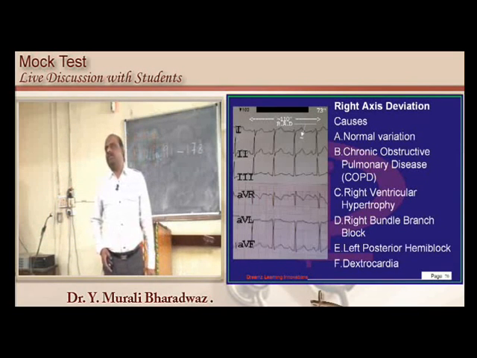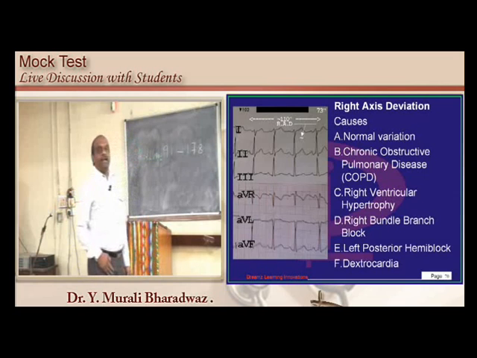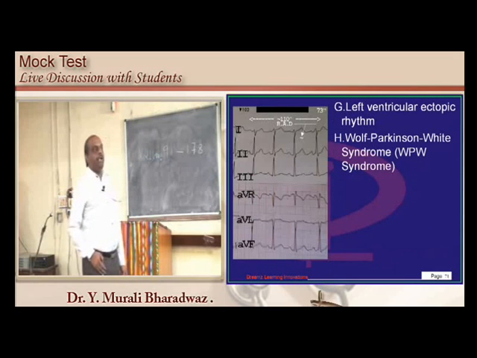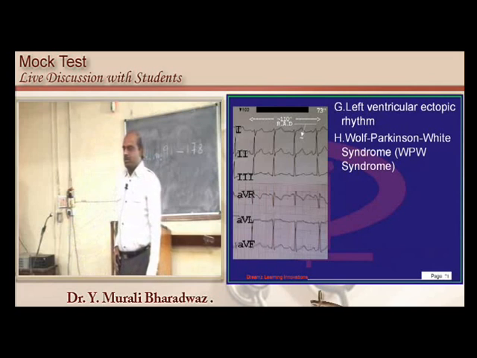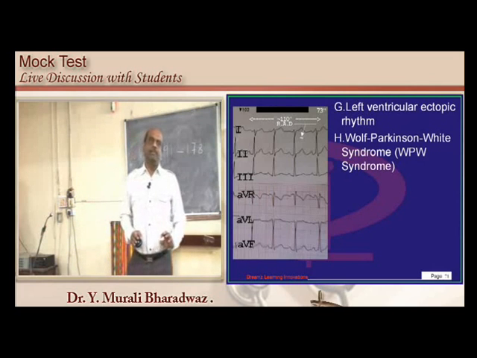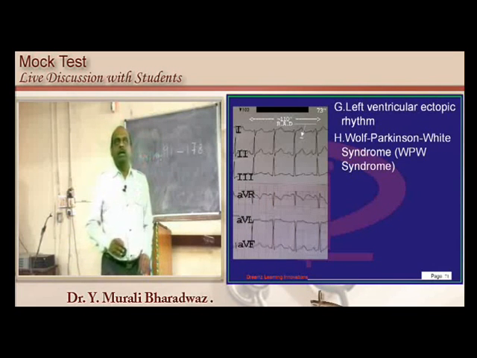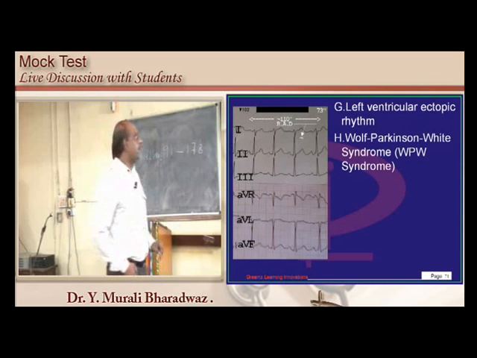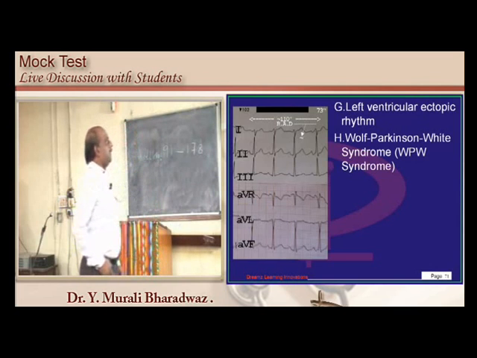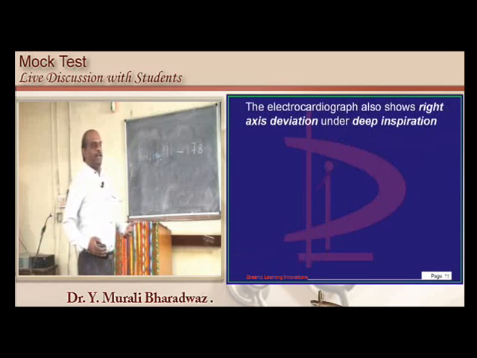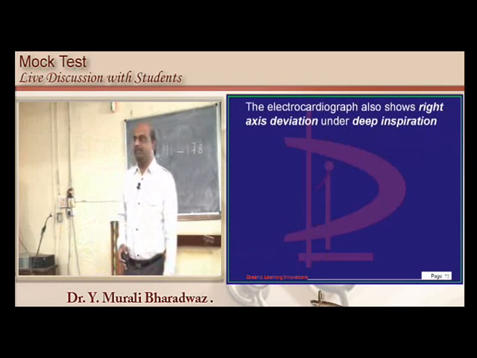So what are the common causes of right axis deviation? Normal variation, COPD, right ventricular hypertrophy, right bundle branch block, left posterior hemiblock, dextrocardia, left ventricular ectopic rhythm, and WPW. So anything that delays the conduction through the right branch of the bundle of His is the one which is responsible. Now even with deep inspiration, there can be right axis deviation.